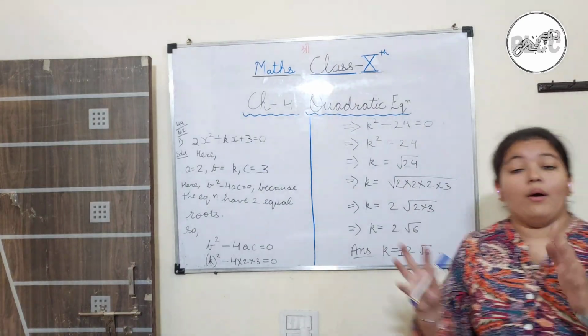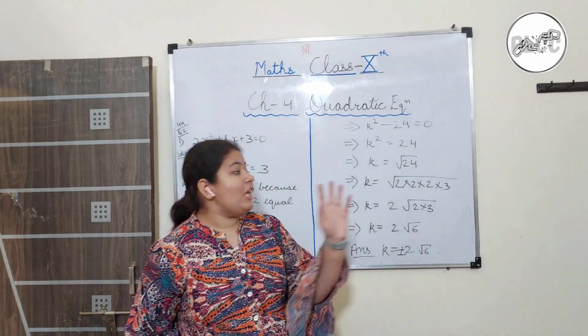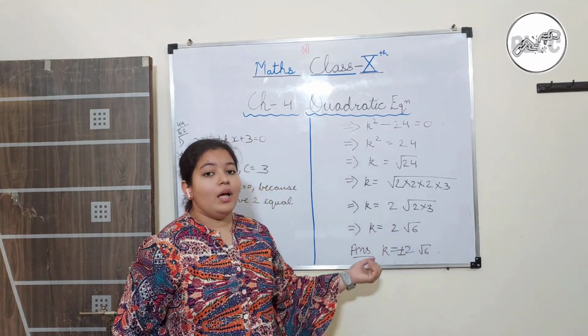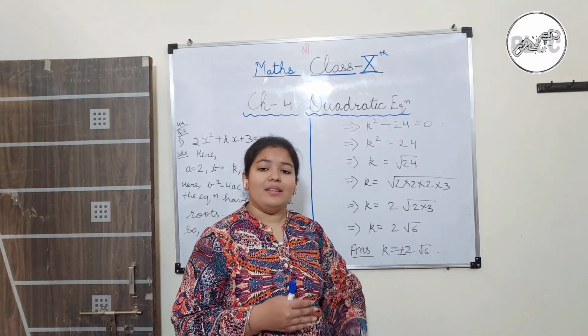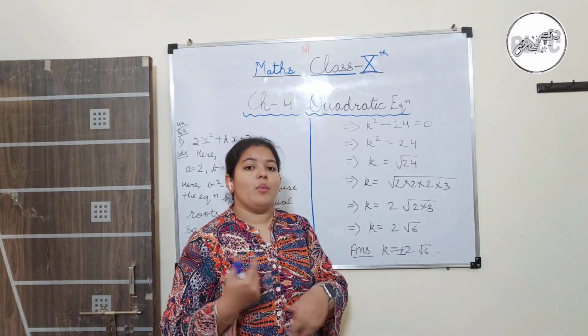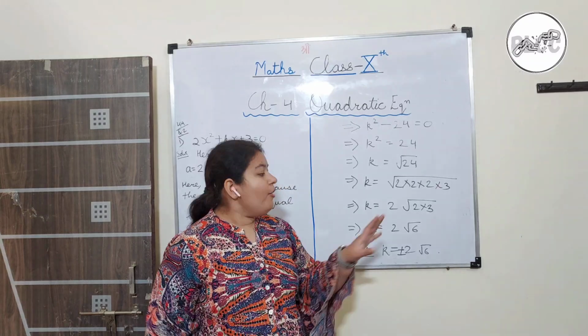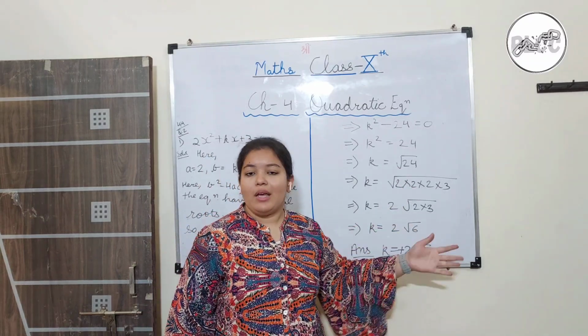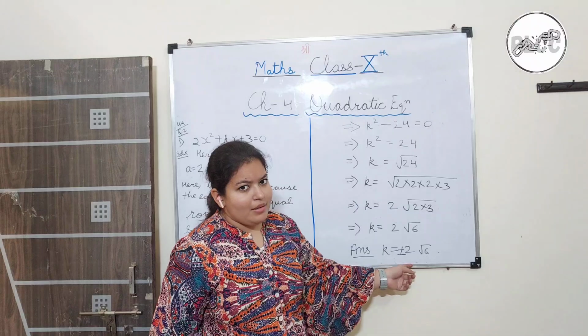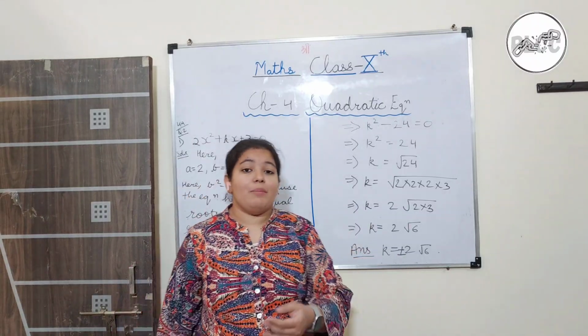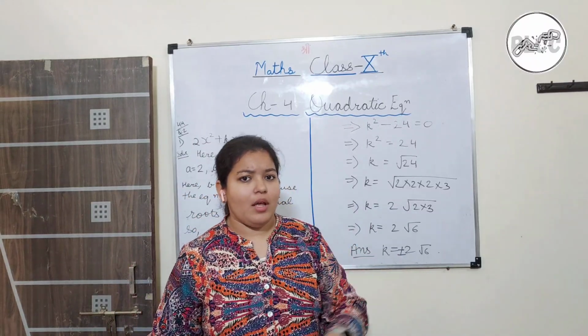Plus minus 2 root 6. Why have we put plus minus? Because if any number comes out of a root, it is either negative or positive, because after squaring, the number becomes positive. So if in any question you take out any number from the root, use plus minus. If you do not use it, it depends on the checker whether he will give you full marks or not, but if you put it, you will be safe.